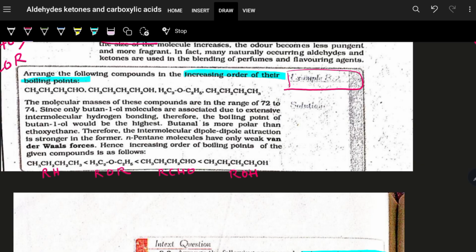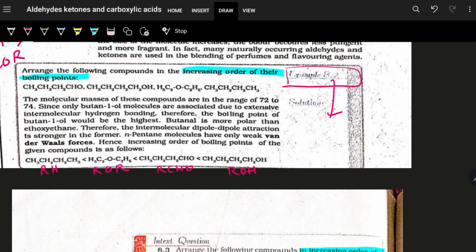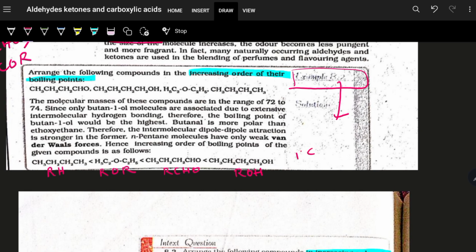If yes, then tell me in the comment section: in example 8.2, if the compound is CH3CH2COCH3, that is a ketone, where would it be located in the order of boiling point? Less than this, higher than this? In that manner, give me the answer in the comment section.